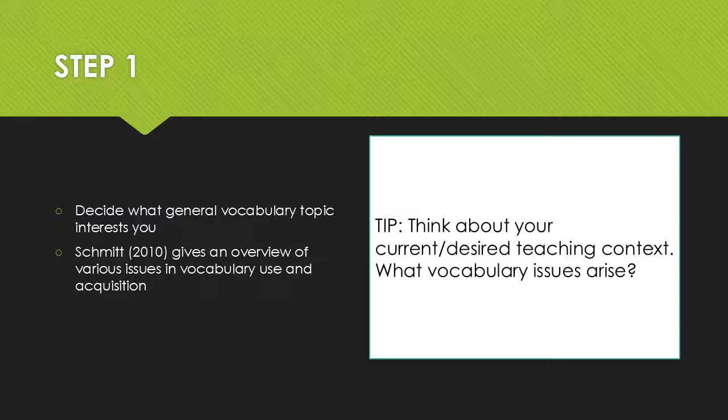So let's get into developing your own research questions and the steps involved. First, decide on a topic that interests you. Think about your current or desired teaching context and either make a list of vocabulary problems you can think of or spend some time reviewing Schmidt's overview in this week's reading.